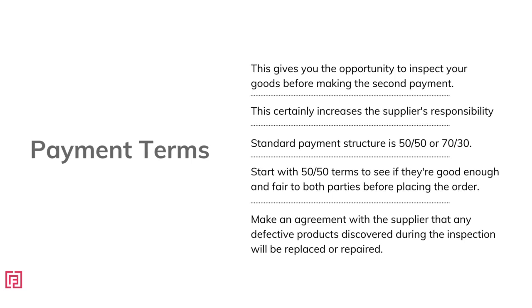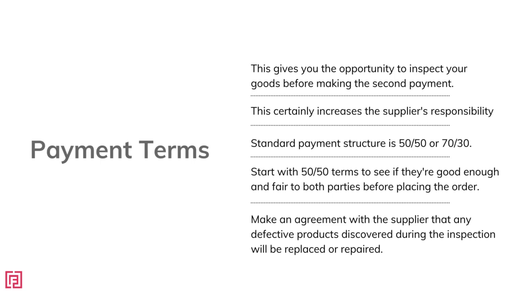When the goods are ready, notify your supplier that a pre-shipment inspection will be performed. As a result, they are aware that their work will be evaluated. It will also be beneficial to talk about defective items. Make an agreement with the supplier that any defective products discovered during the inspection will be replaced or repaired.